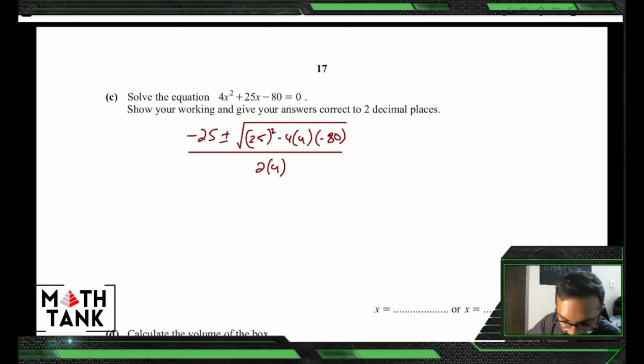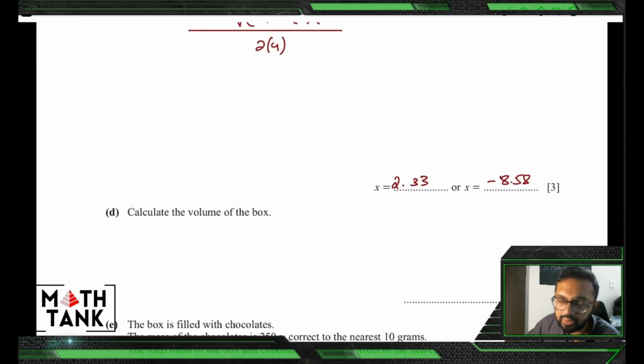You can write the separated answers as well. You can do some more calculations. It's wise to do that as well, to show the examiner that you've done your working. Okay, so the two answers that I'm getting are 2.33 and minus 8.58. So obviously the positive one would be used in the next part of the question.